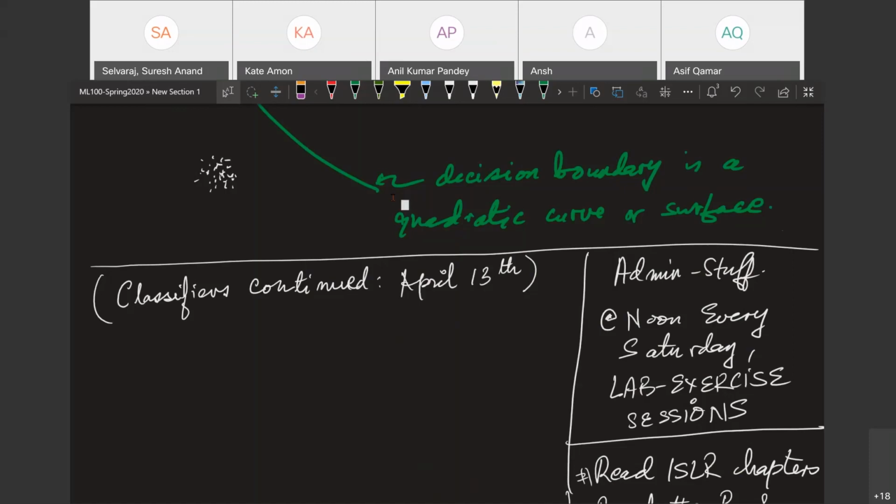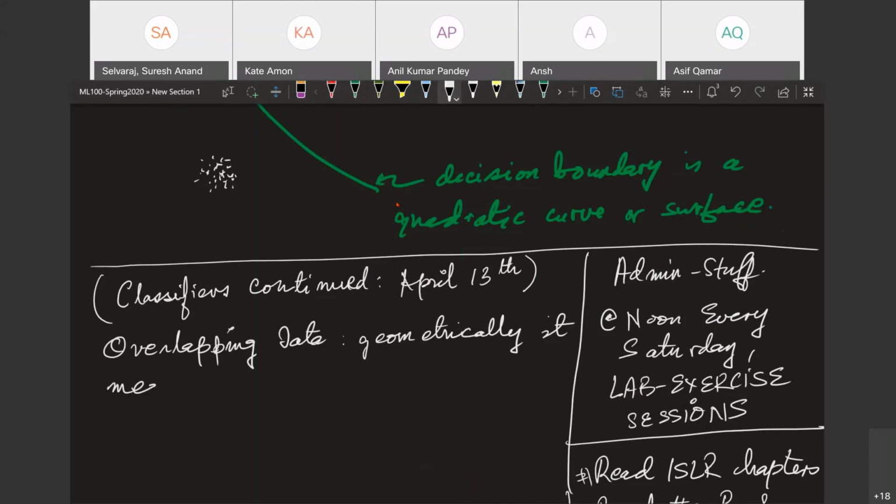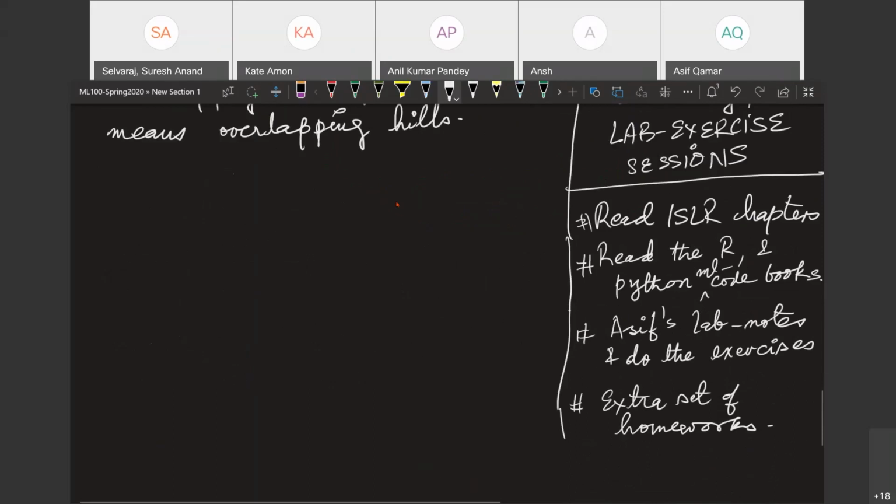So now I'll deal with overlapping hills. Overlapping data, right? Geometrically, it means overlapping hills. So how does this situation look? Let's take one dimension, 1D.